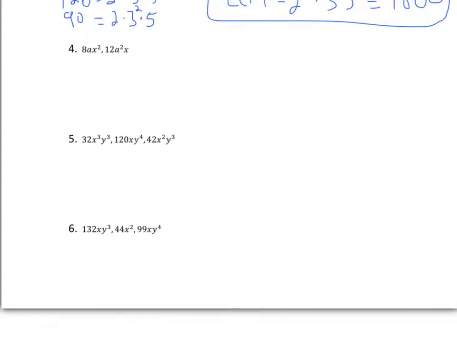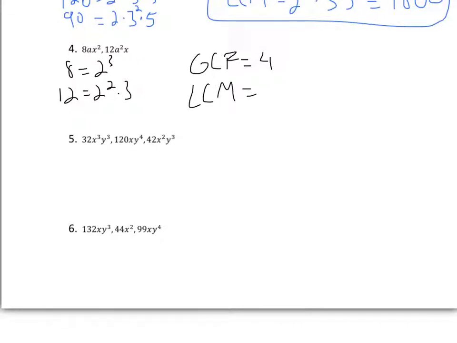So we've got this 8ax squared and this 12a squared x. Okay, so we got to find the greatest common factor and least common multiple of 8 and 12. So 8 is 2 cubed. 12 is 2 squared times 3. And in order to get the greatest common factor, you got to look at just the common ones. Take the smallest exponent. It's going to be 2 squared is 4. You guys should know that just from looking at it. And the least common multiple for those, you got to use the biggest exponent from both of them and use everything. So we've got 2 cubed is 8 times 3 is 24.